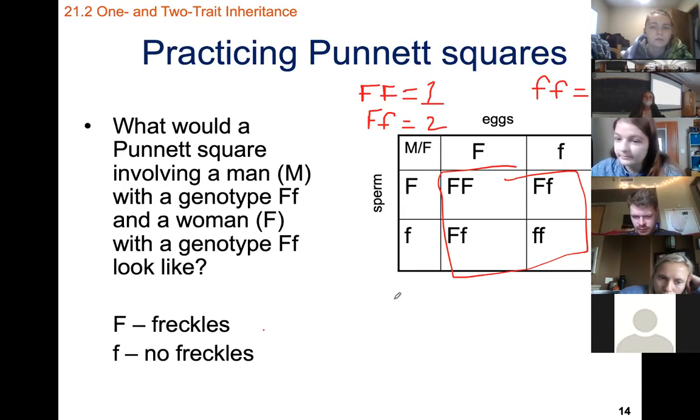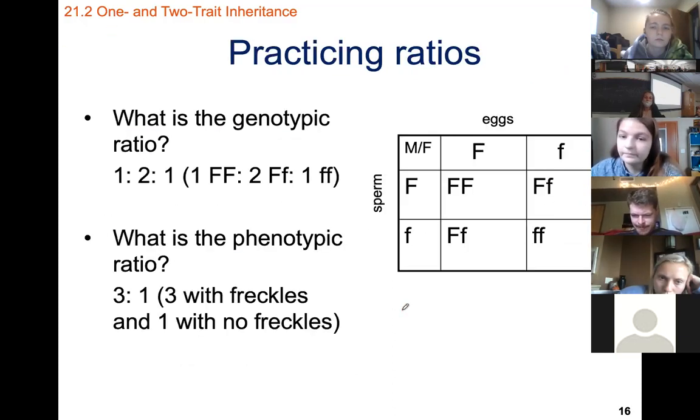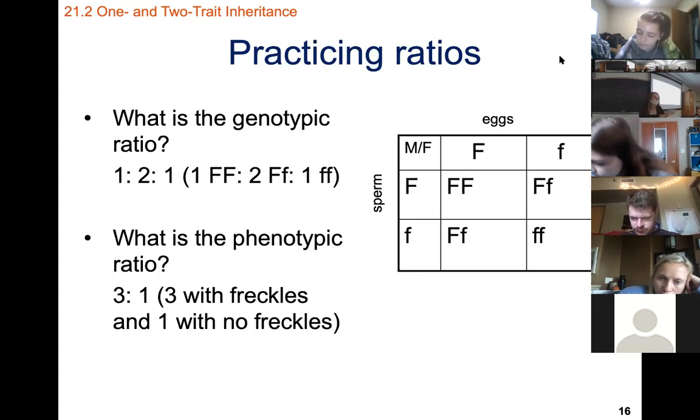So this is the genotypic ratio shown on the next slide. So that's exactly what we just did. You see the genotypic ratio is 1 to 2 to 1, and the phenotypic ratio is 3:1.